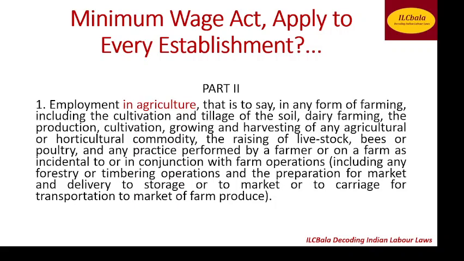Part 2 is with respect to employment in agriculture. That is to say, any form of farming, including cultivation, tilling of the soil, dairy farming, production, growing, all these things. So all allied activities related to agriculture are brought under part 2. Part 1 is with respect to industries and establishments. Part 2 talks about agriculture. So two parts find their place in the schedule.